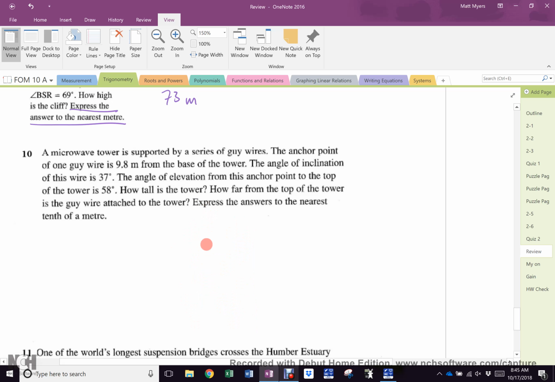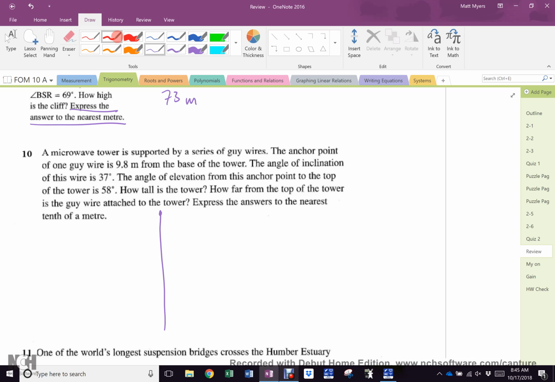But, at any rate, so, there's the tower. There's 2 wires. One goes to the top, and one goes lower down, right? So, there is the red wire, which goes lower down. What is the red wire's angle? 37. And how far away is it?